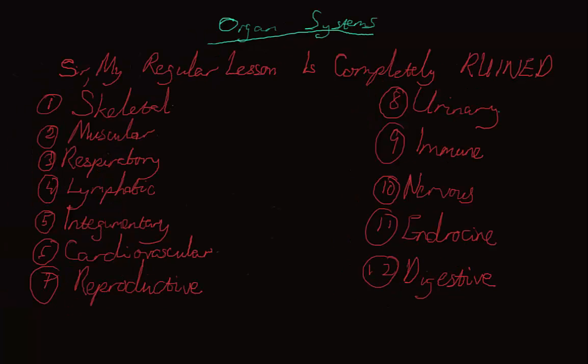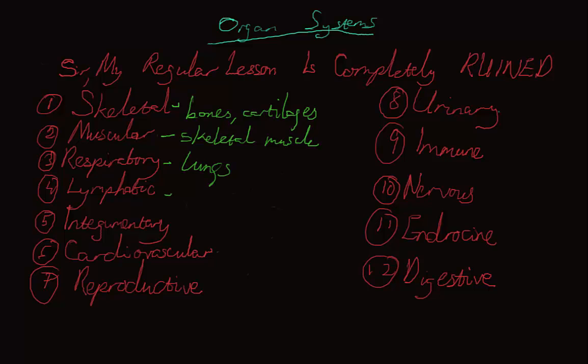Now that we've been able to outline all the 12 organ systems, we can give the major organs that make up the organ systems. For the skeletal system, we have the bones and cartilages. For the muscular system, we have the skeletal muscle and the smooth muscle. For the respiratory, we have the lungs. Lymphatic, we have the lymph nodes. Integumentary, we have the skin, hair, and nails. Cardiovascular, we have the heart and blood vessels.